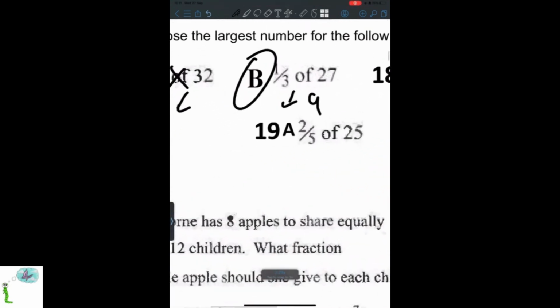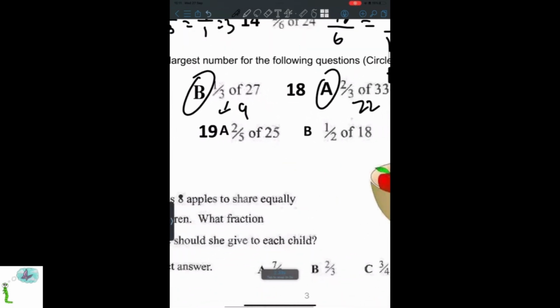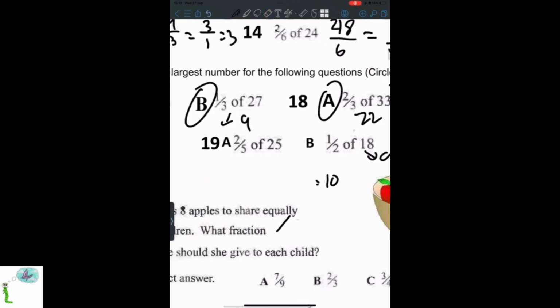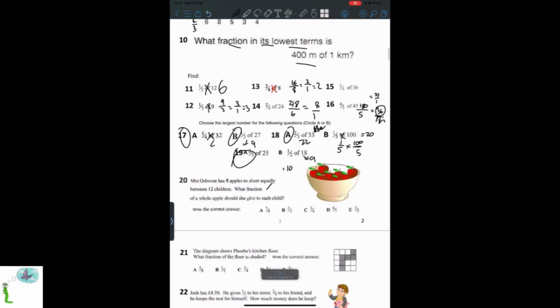Let's go on to question 19. I'm going to do it this way again. Times 25. You're going to get 50 over 5. If you simplify this, you're going to get 10. And this one, half of 18 is 9. So it's going to be A. Bosh.